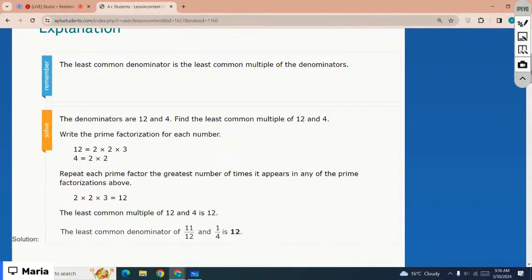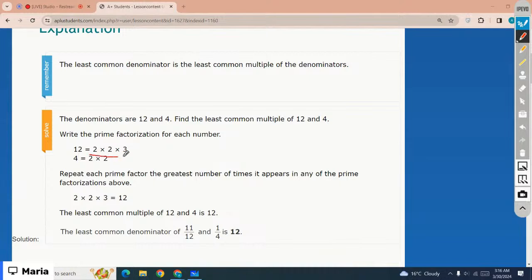You can find the least common denominator just by making the prime factors of both the denominators. The denominators are 12 and 4. So the prime factors of 12 are 2 times 2 times 3, and for 4 they are 2 times 2, right? So you have the common factors, that is 2 times 2, and this is the non-common factor. The correct option is 2 times 2 is 4 and 4 times 3 is 12. That means the least common denominator of 11 by 12 and 1 by 4 is 12.